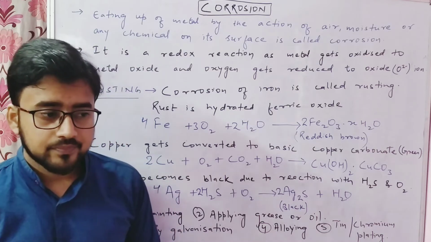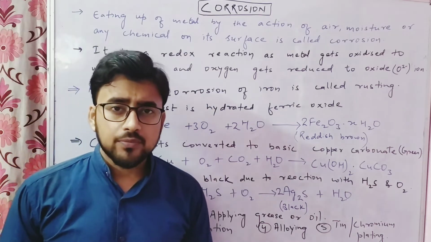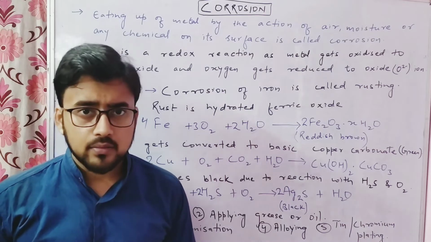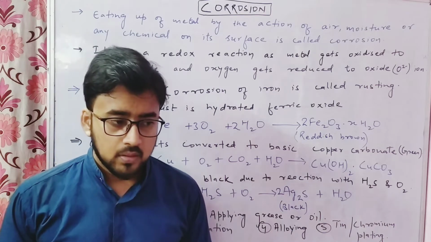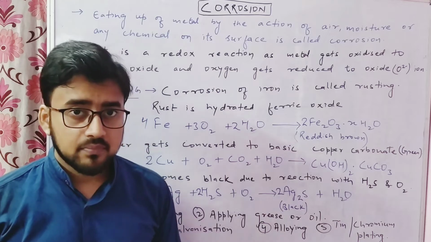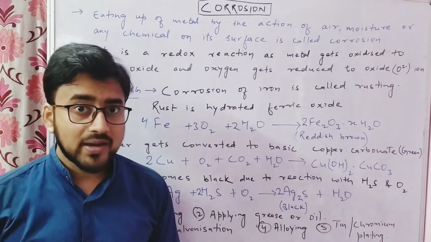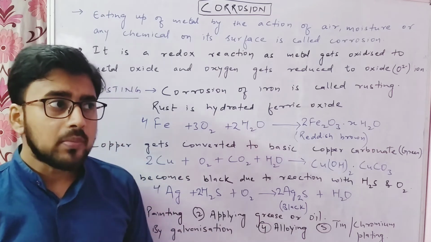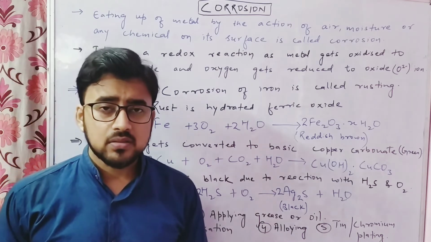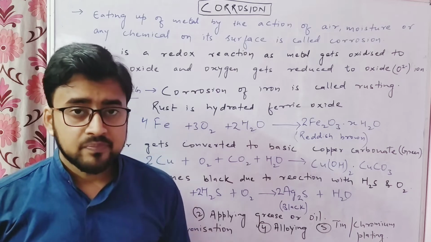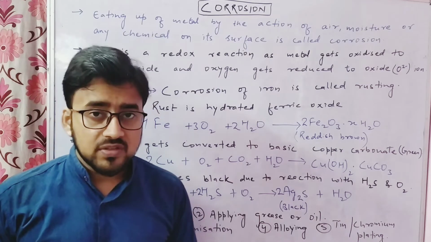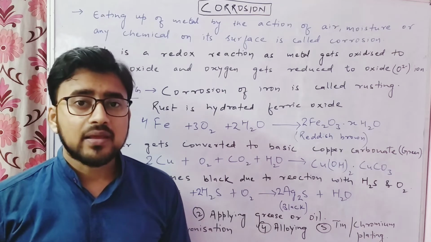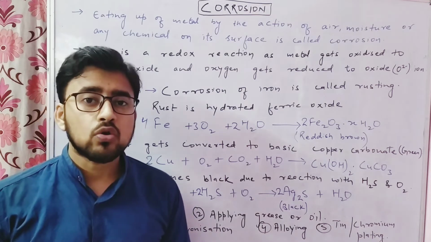So let's start. Students, you must have observed the shiny color of newly bought objects made up of copper, iron, silver, etc. But with the passage of time, they become dull. Why has it happened? Because of corrosion. Certain metals get attacked by agents like oxygen, moisture, carbon dioxide and certain chemicals, and they get damaged. This is called corrosion.